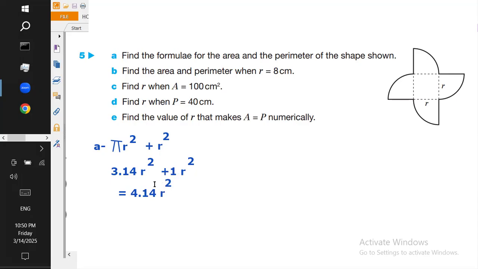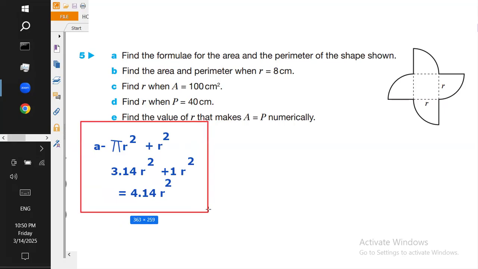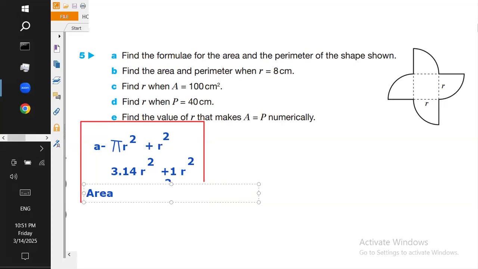Focus on this question because it's very important. Now, after you find the formula, you're going to use it to answer the rest of the questions. First, we found the formula of the area of the shape, the shape itself, not the shaded. So these are the steps that we use to find the area of the whole shape. Now we're going to work on B, the rest of the question, which is finding the perimeter. So this is the area. Let's write area here so we don't get confused.